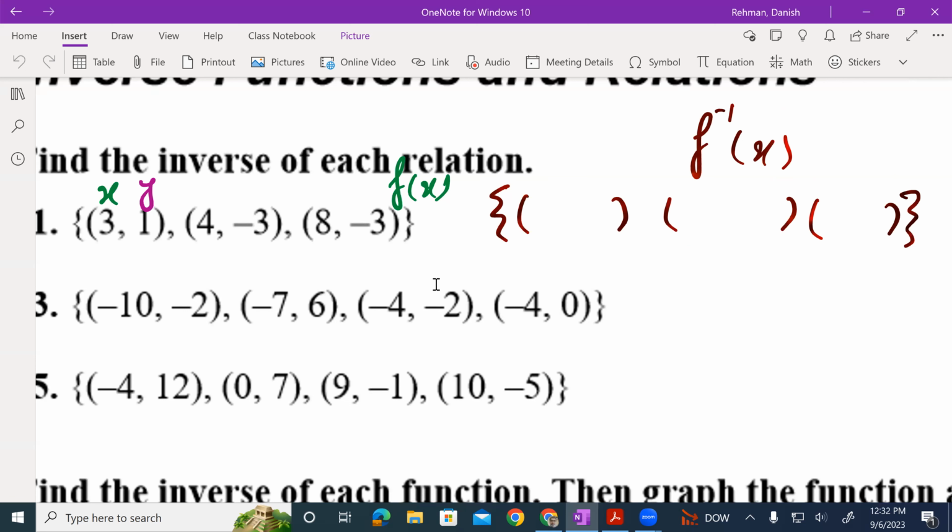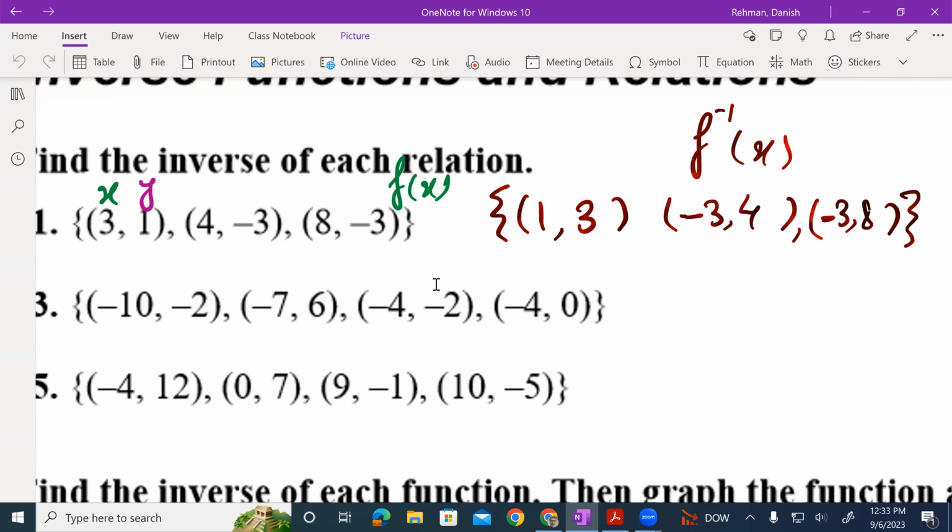And what to do? I will simply switch the x and y, 1 and 3. Did you notice what I did? I changed the 3 and 1 to 1 and 3, and we are done. That's it. Inverse of a function when you have the pairs. So what's the second pair? Say -3 and 4. What's the third pair? -3 and 8.